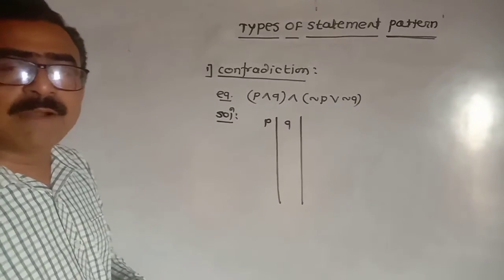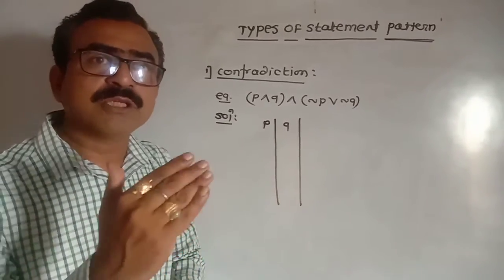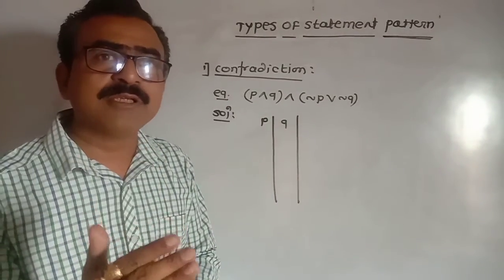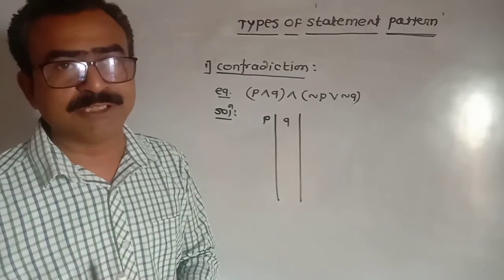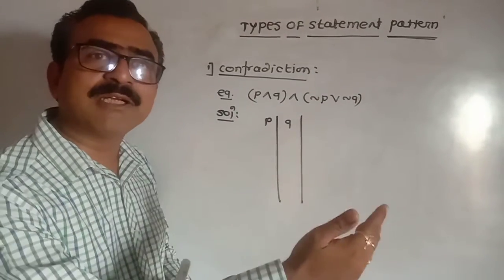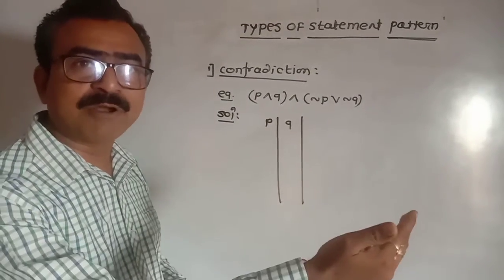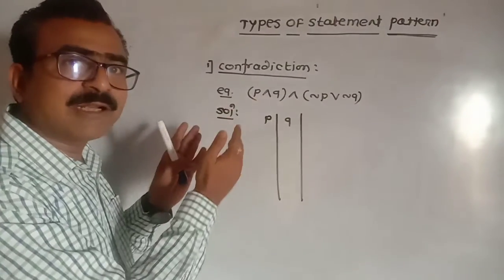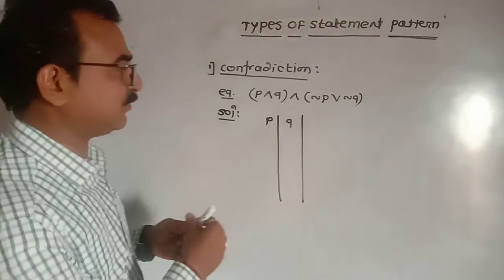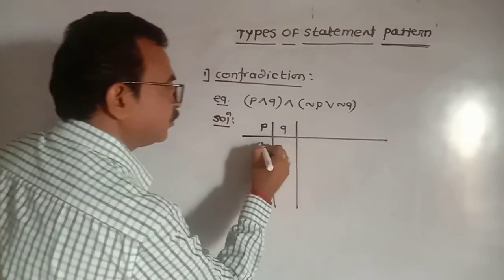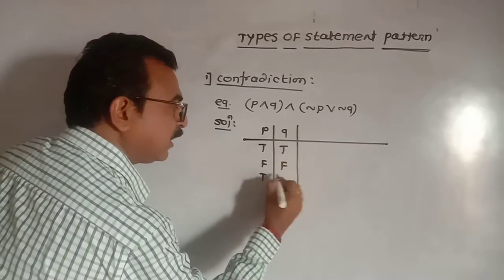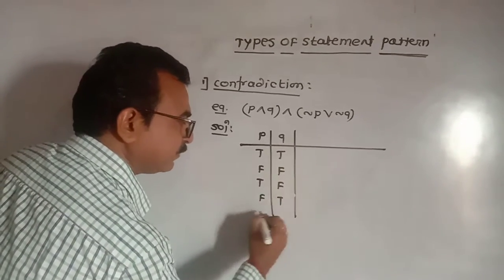After that, write down the truth values of the two statements. You know that two statements have four possibilities: either both statements are true, both are false, the first is true while the second is false, or the first is false while the second is true. That means TT, FF, TF and FT.